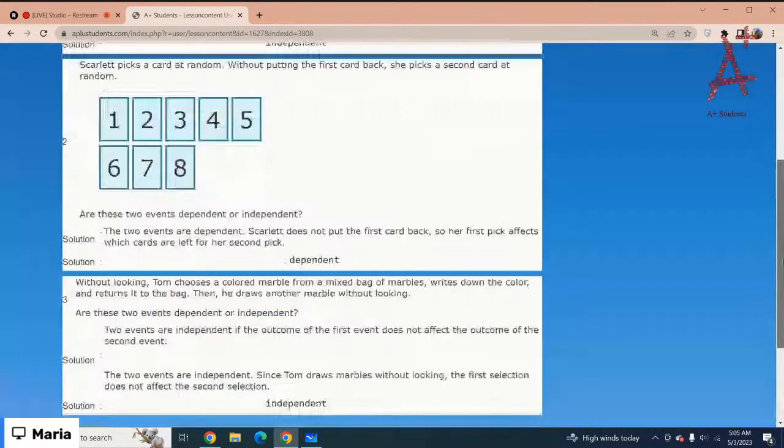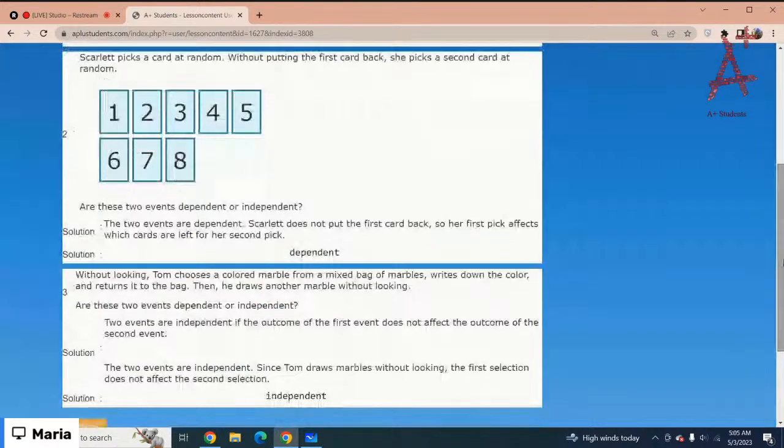Scarlett picks a card at random. Without putting the card back, she picks a second card at random. Are these two events dependent or independent? The first time she picks a card, she has 8 choices. But she doesn't put the card back, so the second time she has 7 cards. That means they are dependent events, because the outcome of the first event affects the outcome of the second event. It wouldn't be the same the second time, so they are dependent events.